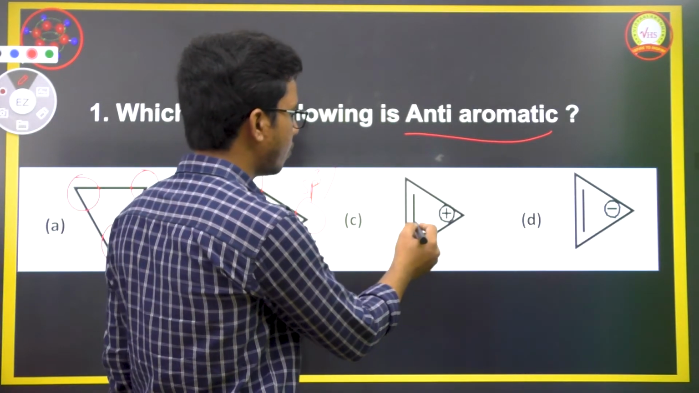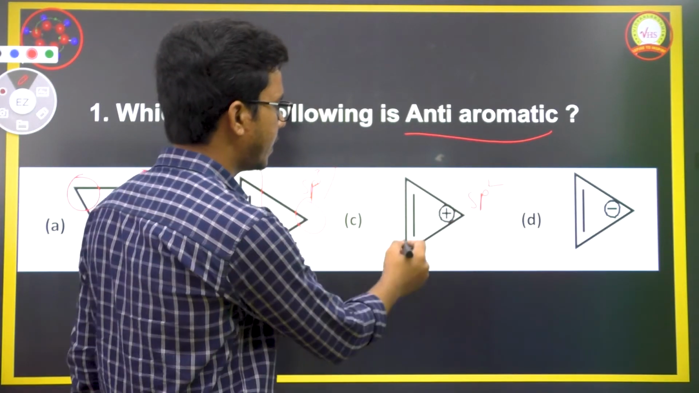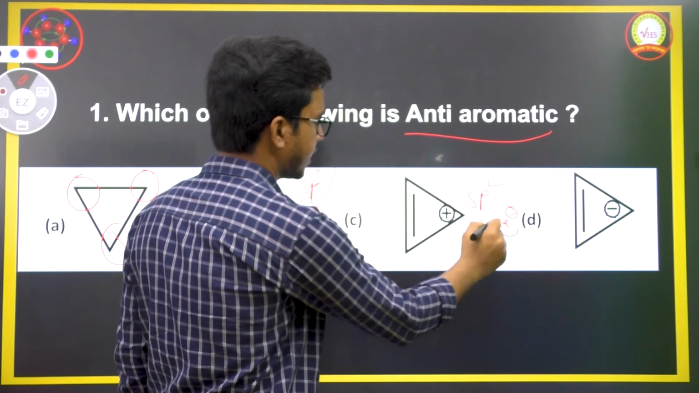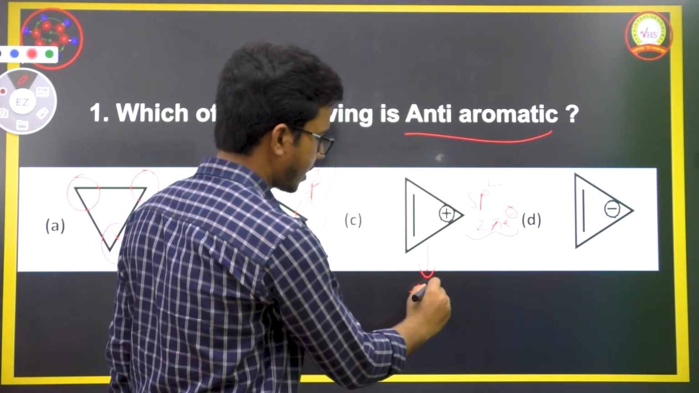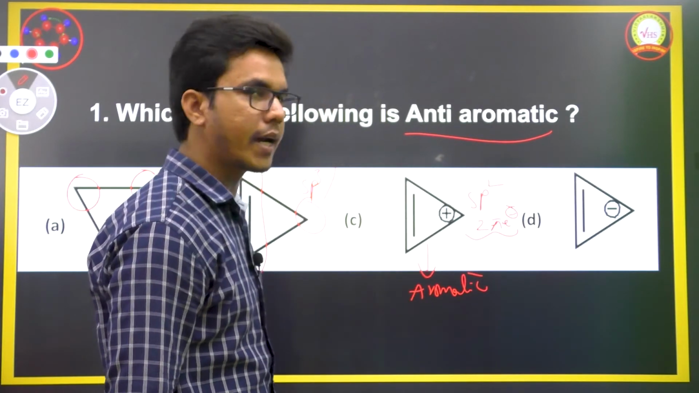Let us take the third one. What do we have? All sp2 hybridized carbons, but the number of pi electrons is 2. 2 pi electrons comes under aromatic, right? That's what it is, an aromatic compound.